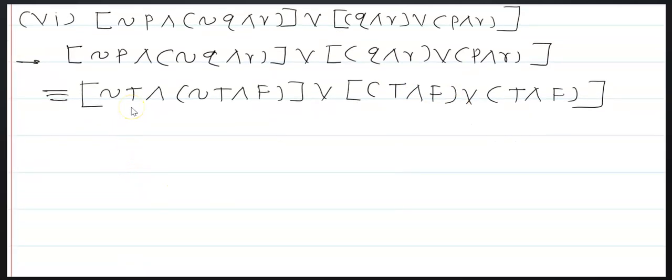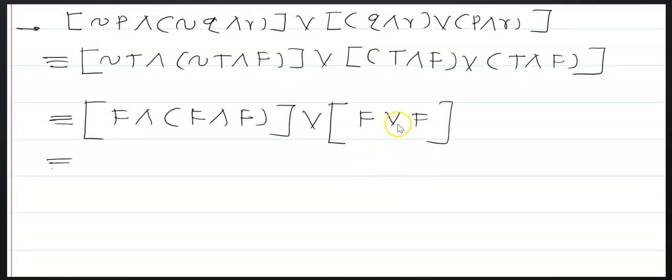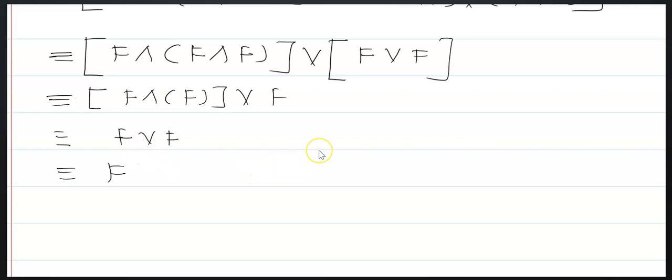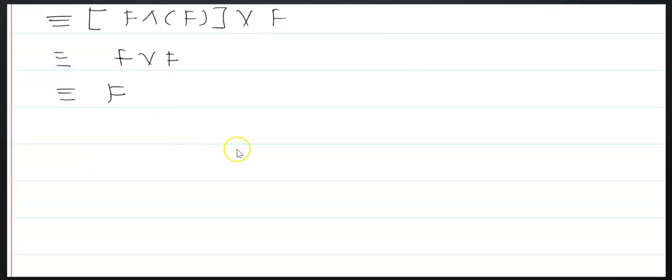Now what is the negation of T? Negation of T is F. And negation of T is again F. F and F is F, or here T and F is F, or T and F is again F. F or F is F. Now here F and F is F. Now both of them are F or F. Finally it is F. This is the disjunction. In disjunction, if one of them is true, then it is true, otherwise false. Both of them are false.